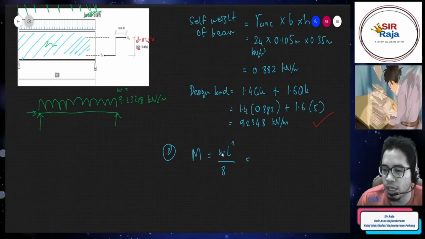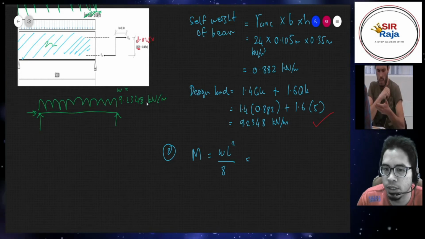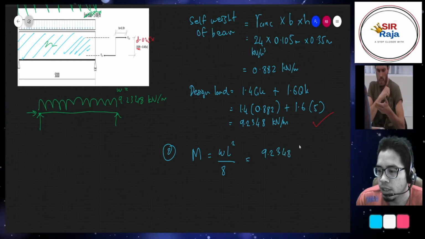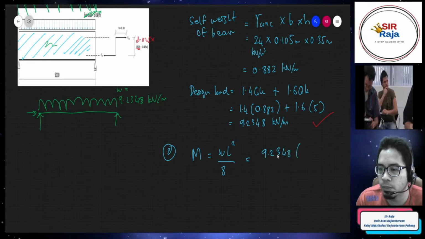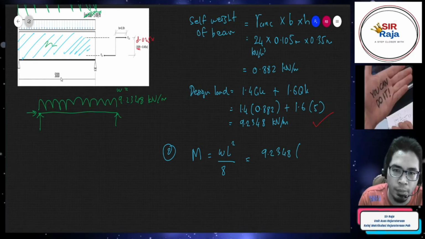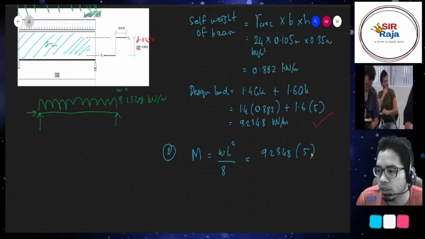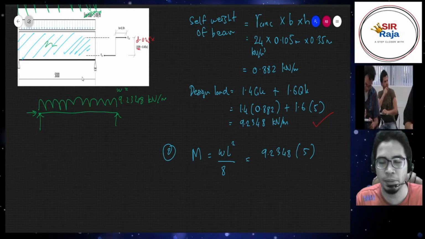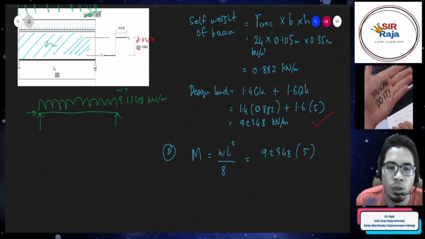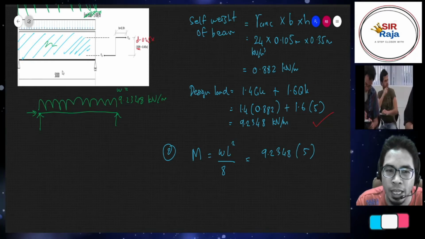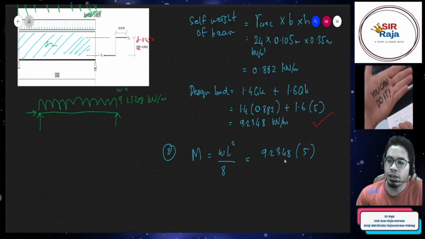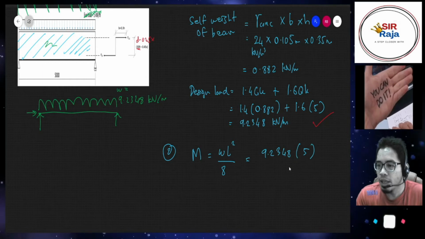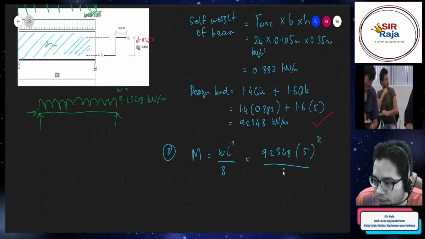So I'm going to put down W, which is 9.2348. The length, since this is kilonewton per meter, is 5000 mm, so we change it to 5 meter. Notice that the figure doesn't show the unit, but in design it's typical that your dimension will be given in mm. Otherwise the question will mention meter or millimeter. Square, don't forget the square, divide by 8.